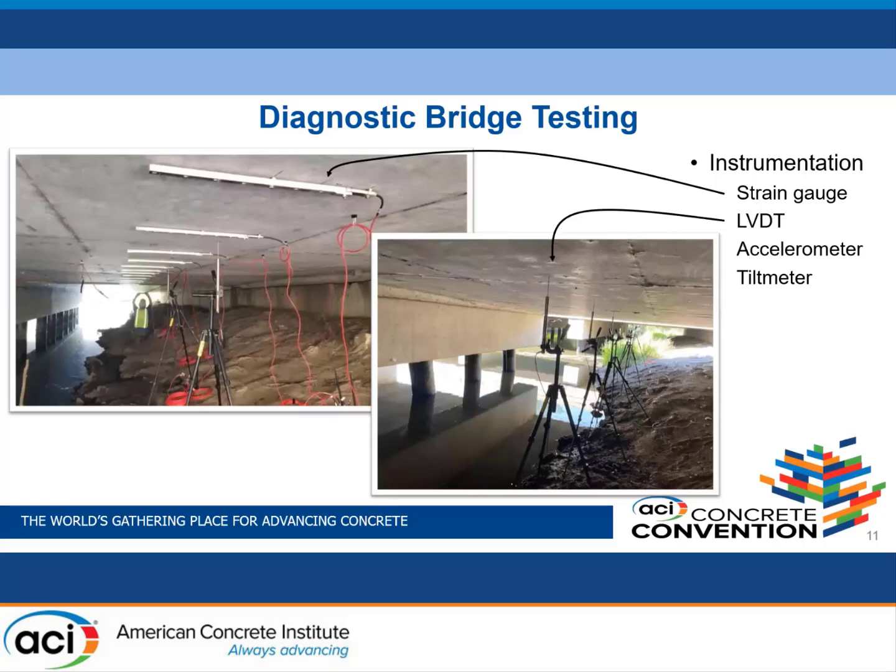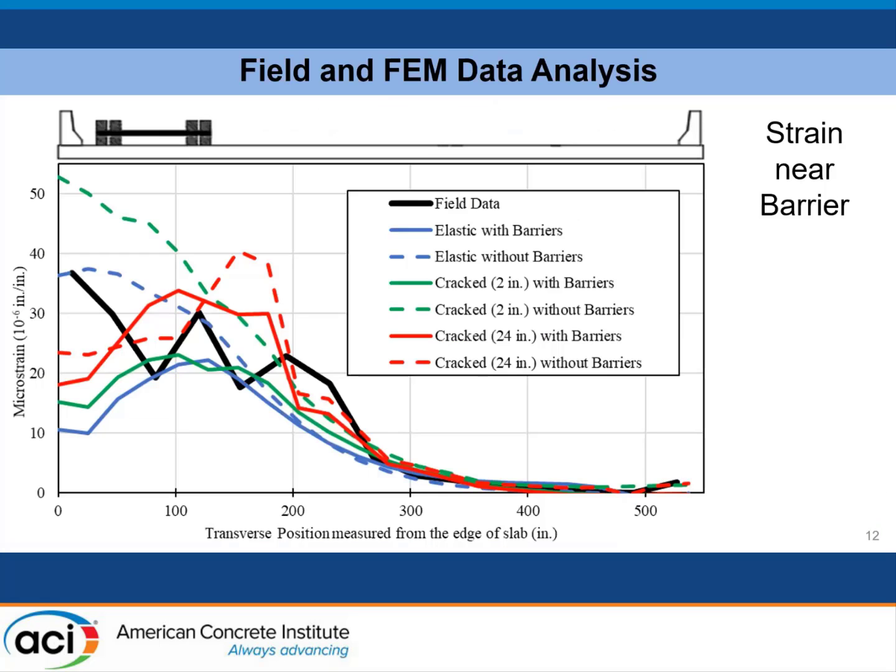As you can see on the left, that's the west span of the bridge that we tested, where we installed the 15 strain gauges as well as 4 LVDTs. And then the right picture is the line of LVDTs in the east span of the bridge. So, some of our initial data and results from both the finite element models and the field test.